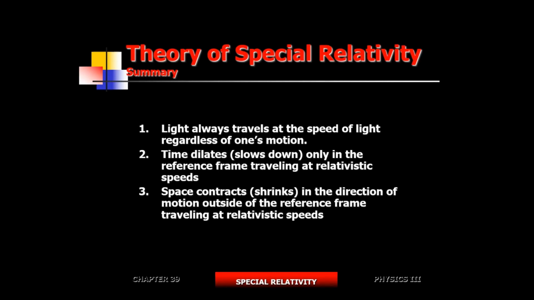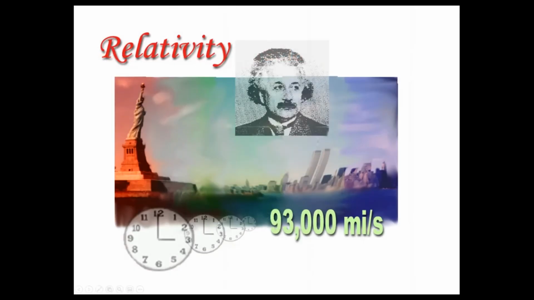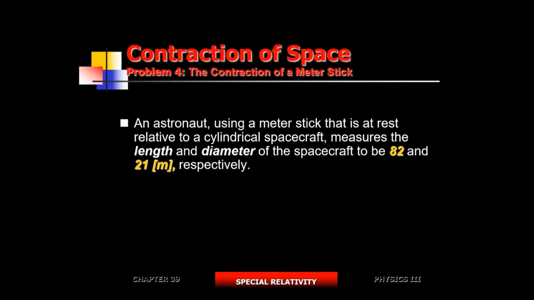All right, so now let's go back to the summary one more time. What we know: number one, light is always going to travel at the light speed relative to you, regardless of your motion. So that still stands. Time is going to dilate, which means that it's going to slow down only in the reference frame of a moving object relative to the Earth reference frame. And then the space is going to contract in the direction of motion outside of the Earth. If you're looking outside, the space is only going to contract in the direction of motion of your reference frame. All right, so let's focus on problem number 4.